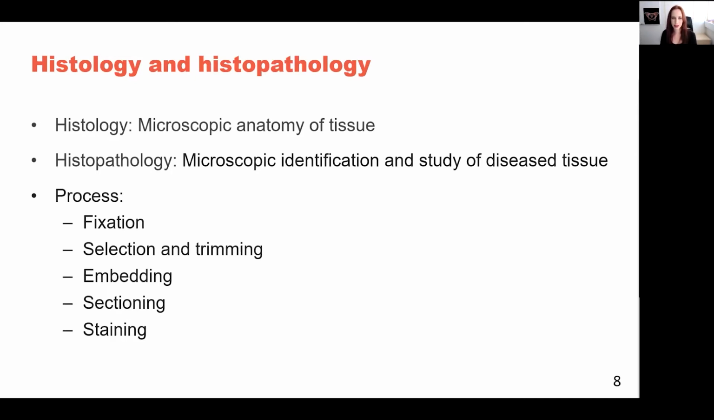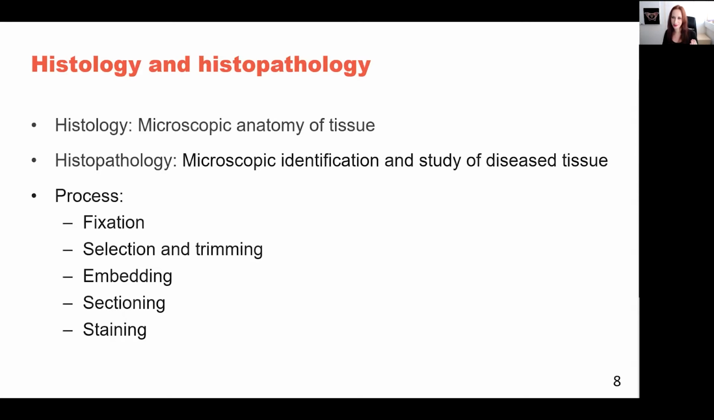And in histology, what you're doing is an examination of the microscopic anatomy, so the structure of the tissue. While in histopathology, you're looking at the microscopic identification and study of diseased tissue. So histology can be healthy tissue as well, and histopathology means diseased tissue. Now, this is a whole process. It's not like you take the sample, you take a little picture and you're done. There's a lot of work that needs to be done. So first, the tissue needs to be fixated.